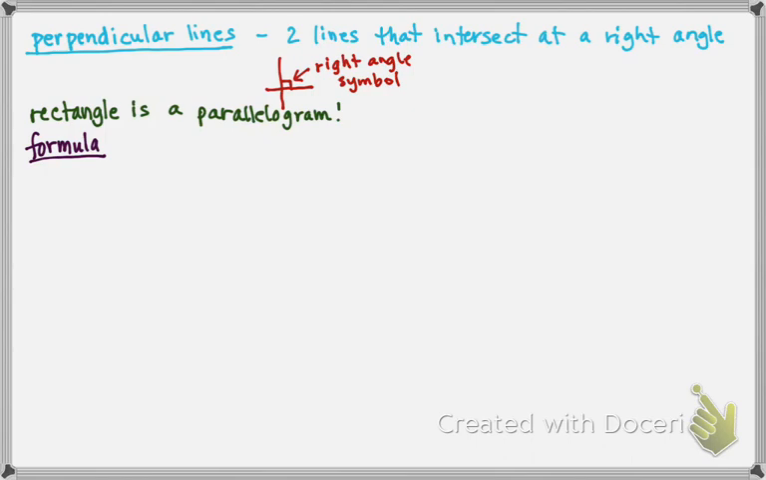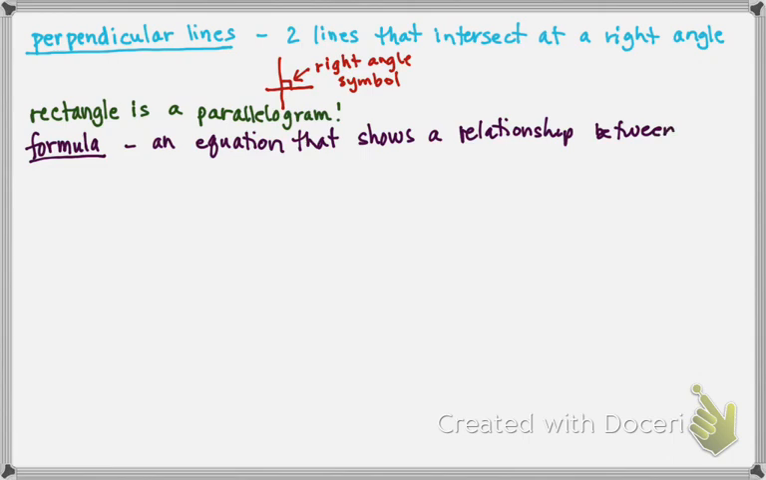And a formula is an equation. So it's got something equals something that shows a relationship between quantities. Now I'm going to give you a little hint that when I'm talking about the word quantities, I am talking about numbers, variables, and operations, right? So that's the relationship, deals with all of those.